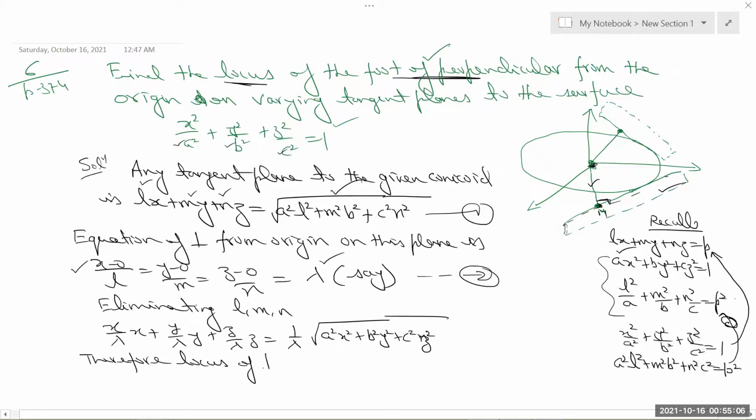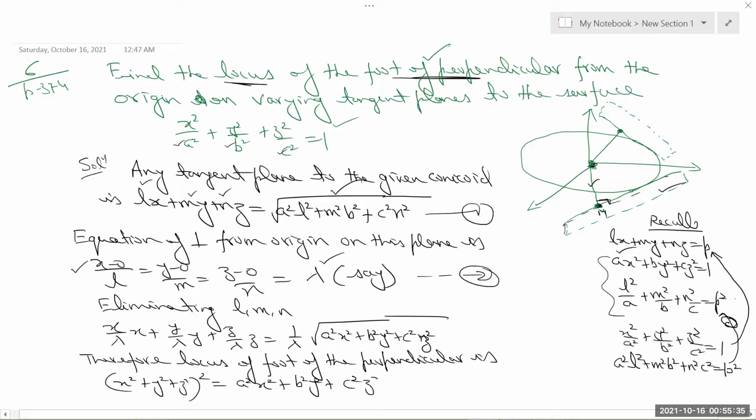Therefore, the locus of the foot of the perpendicular is x square plus y square plus z square, let me square both sides, its whole square is equal to a square x square plus b square y square plus c square z square. So this is what was required. This is the required answer.